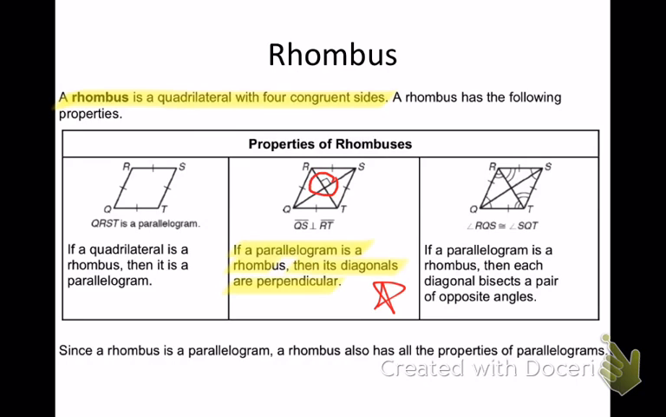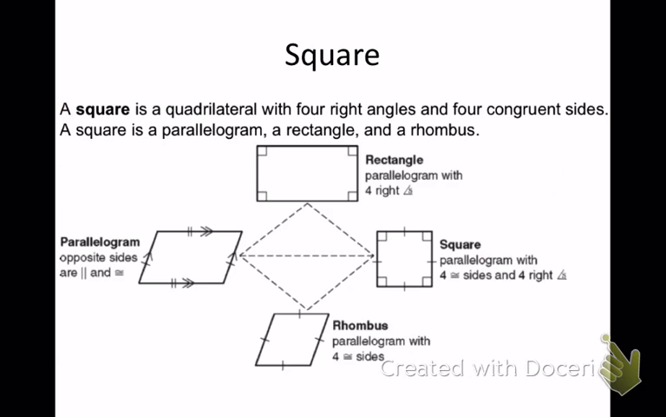Remember that. And the next part here, if a parallelogram is a rhombus, then each diagonal bisects a pair of opposite angles. What's it mean to bisect? If you look right here, the diagonal cuts Q in half. If you look right here, the diagonal cuts S in half, cuts R in half, cuts T in half. And the last part again, since a rhombus is a parallelogram, a rhombus has all the properties of a parallelogram. Okay, 3 points. And the last one we're going to talk about today is the square.